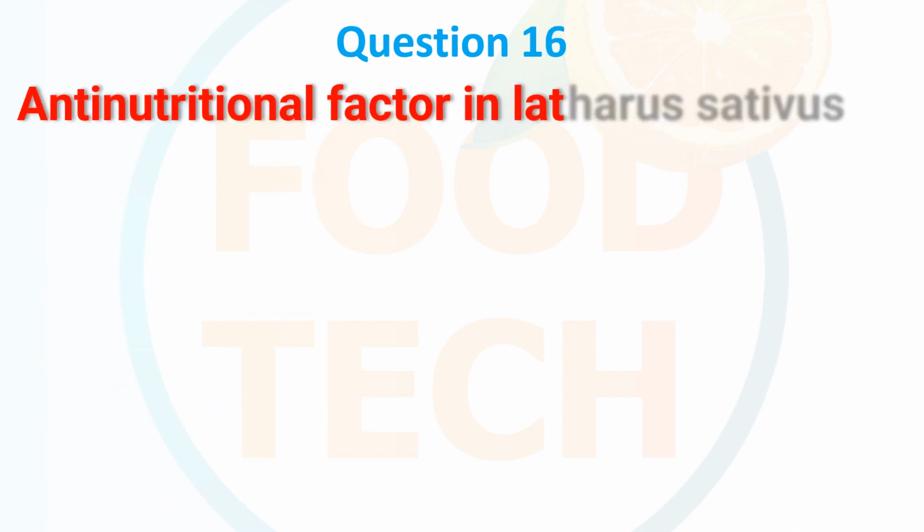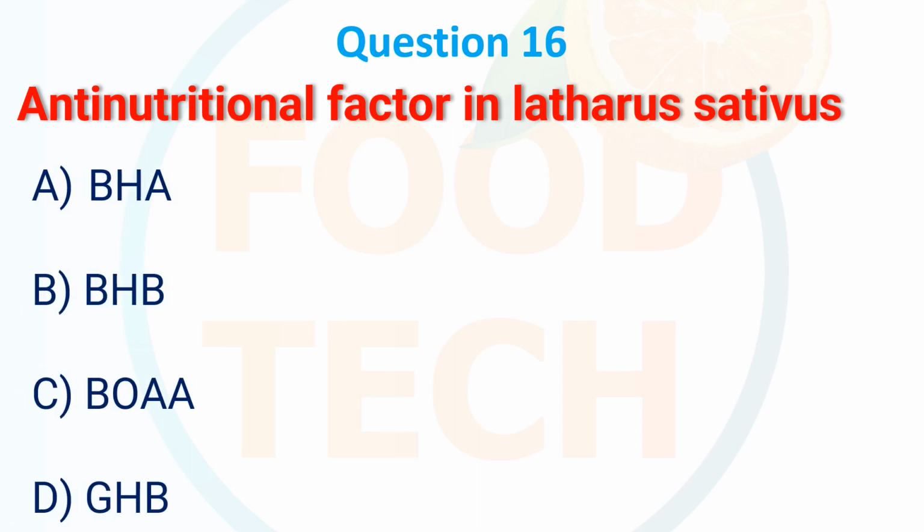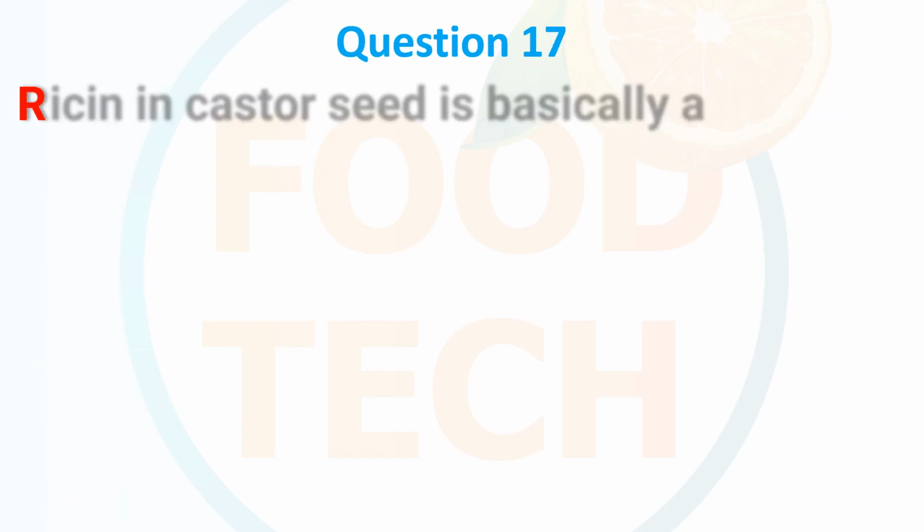Antinutritional factor in Lathyrus sativus. A. BHA. B. BHB. C. BOAA. D. GHB. The answer is C. BOAA.